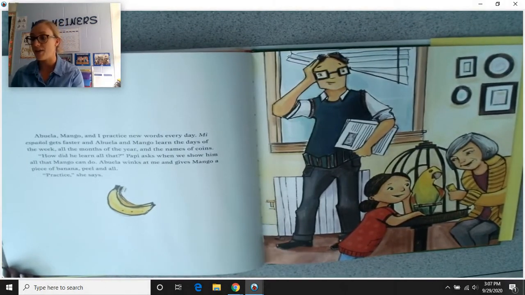Abuela, Mango, and I practice new words every day. Mi Español gets faster, and Abuela and Mango learn the days of the week, all the months of the year, and the names of coins. "How did he learn all that?" Poppy asks when he shows him all that Mango can do. Abuela winks at me and gives Mango a piece of banana peel, and all. "Practice," she says.